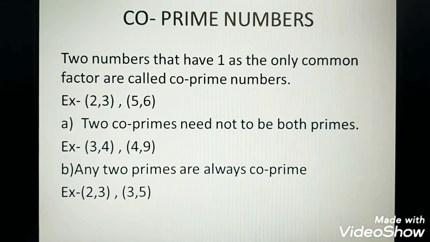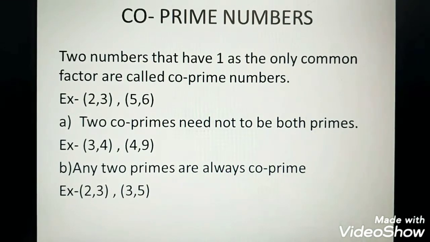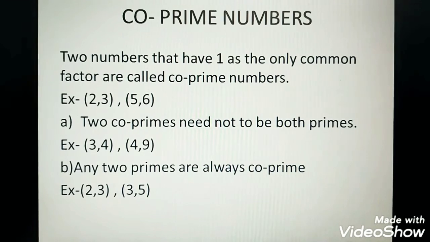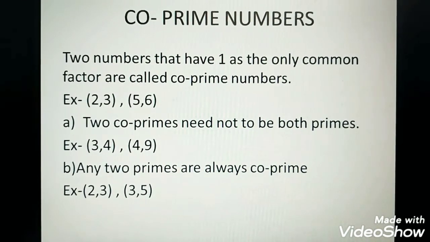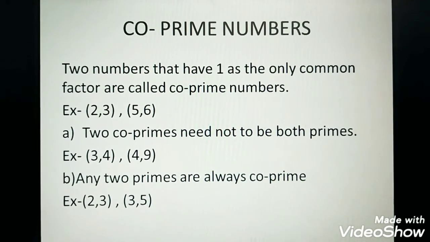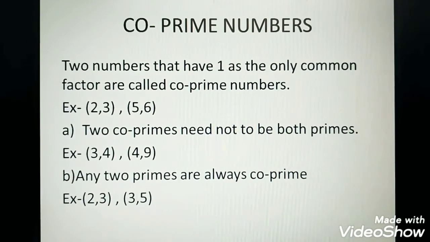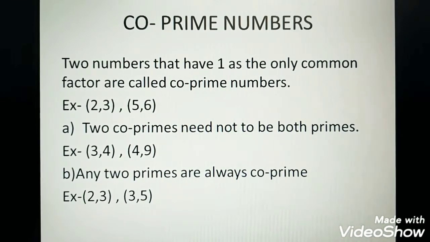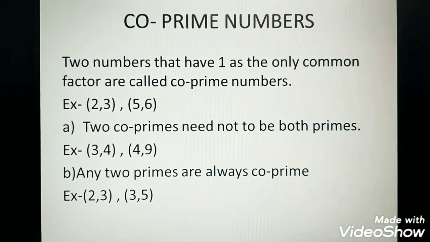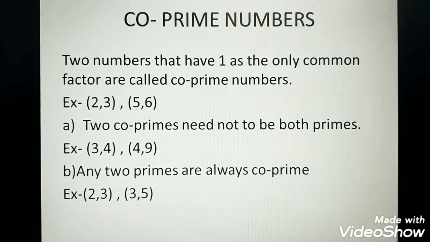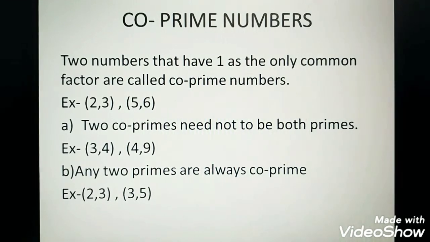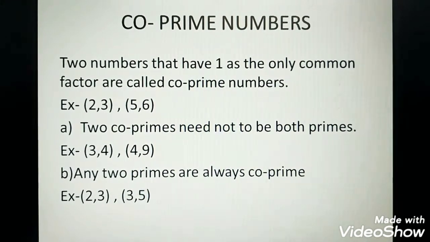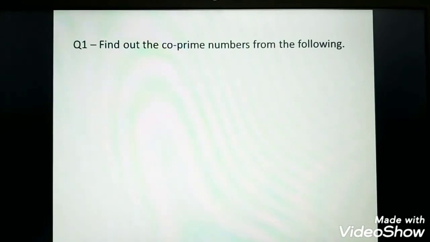Any two primes are always co-prime. दो prime numbers हमेशा co-prime होंगे. Now see here the first one, 2, 3. See, 2 is a prime number and 3 is also a prime number and 2, 3 are co-prime numbers. Again 3, 5. 3 and 5 both are prime numbers and they are co-prime numbers. Okay, so दो प्राइम नंबर्स हमेशा कैसे होंगे? को-प्राइम होंगे.